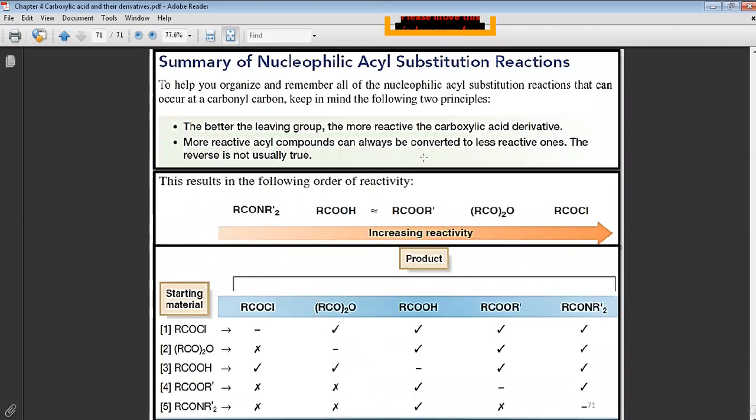Summary of the nucleophilic acyl substitution reactions. This is just for memorizing, to help you in your study, to organize and remember all the nucleophilic acyl substitution reactions that can occur at the carbonyl carbon. Keep in mind the following two principles. The better the leaving group, the more reactive the carboxylic acid derivative. We know this. A more reactive acyl compound can always be converted to a less reactive one. The reverse is not usually true. The reverse needs special reagents like SOCl2, a special reaction.